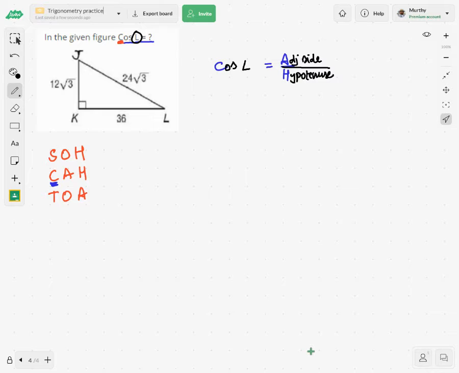Right. So if you take cos equals adjacent over hypotenuse, I'm not saying that it is wrong, but there are high chances of making a mistake. Let's see. Here is L, and the adjacent side means next to the angle. Here is the adjacent side, which is 36. And what is the hypotenuse? Hypotenuse is 24 square root 3.